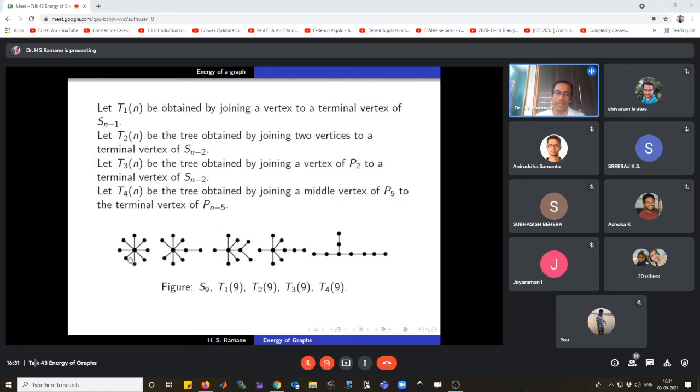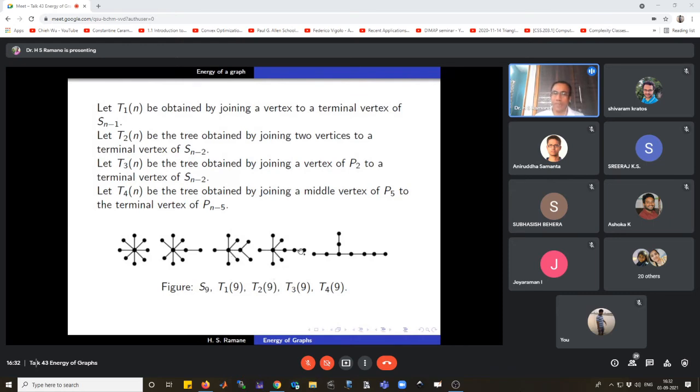So here, see in the figure. This is a star S9, the star graph with 9 points. This is T1, meaning one point is joined to one of the terminal points of a star of order 8. Here, this is T2. T2 is a tree obtained by joining two points to one of the terminal points of S_{n-2}. So here it is joined to S7.